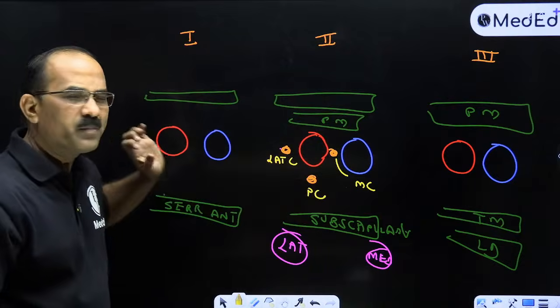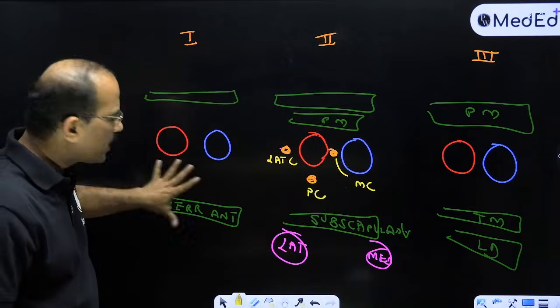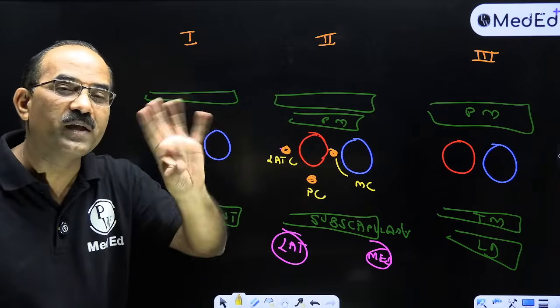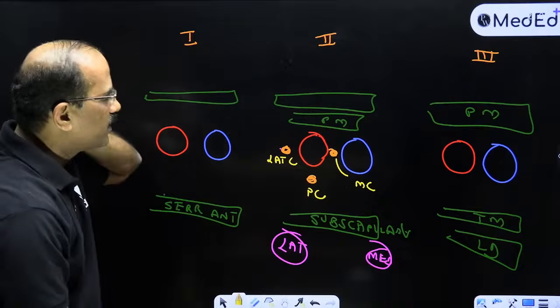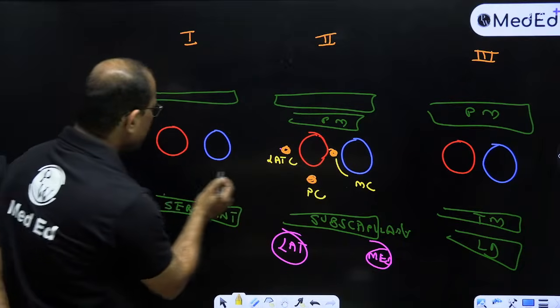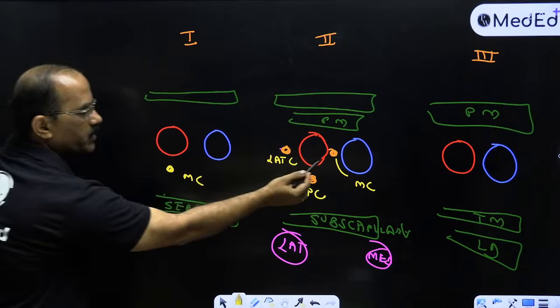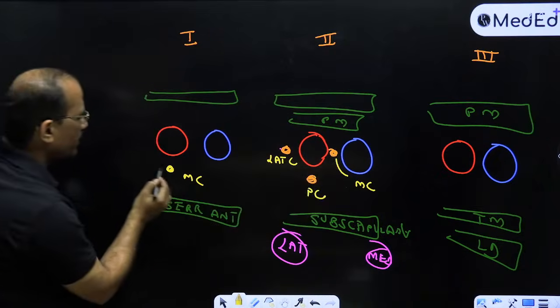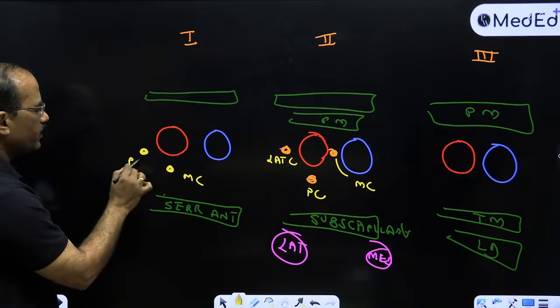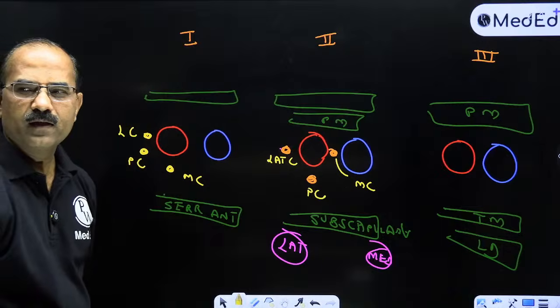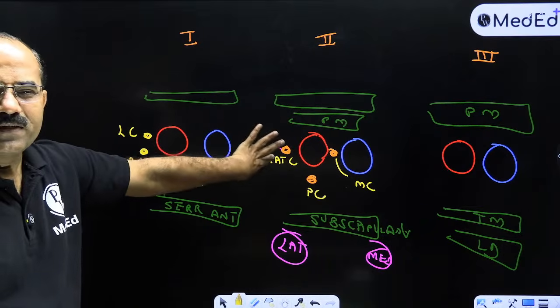Now what happens in the first part? The first part also has cords, but the cords are not placed according to their names. The medial cord is here. The medial cord, which is on the medial side, goes behind, and the posterior cord goes laterally, and the lateral cord goes laterally. It rotates like this.